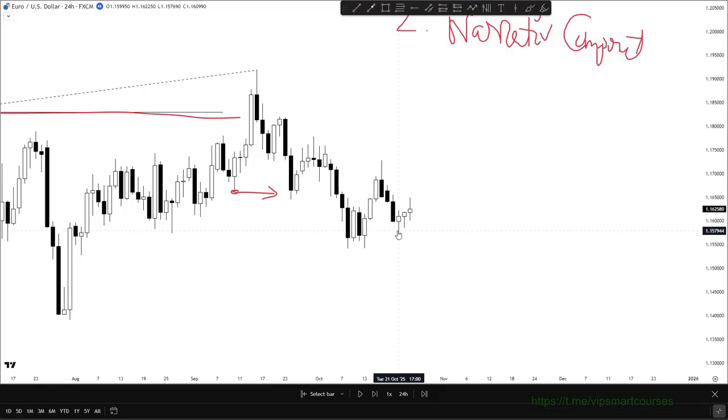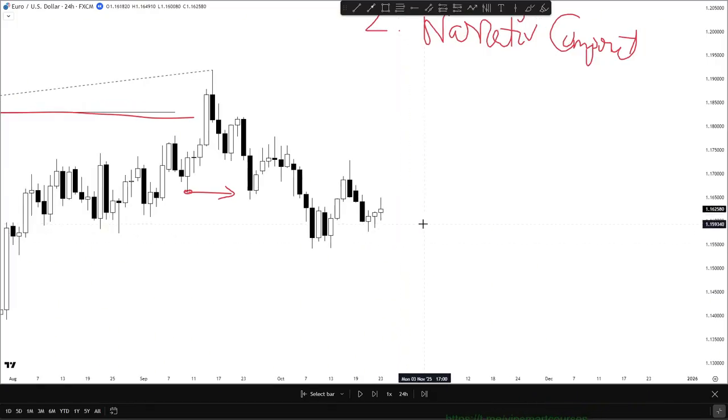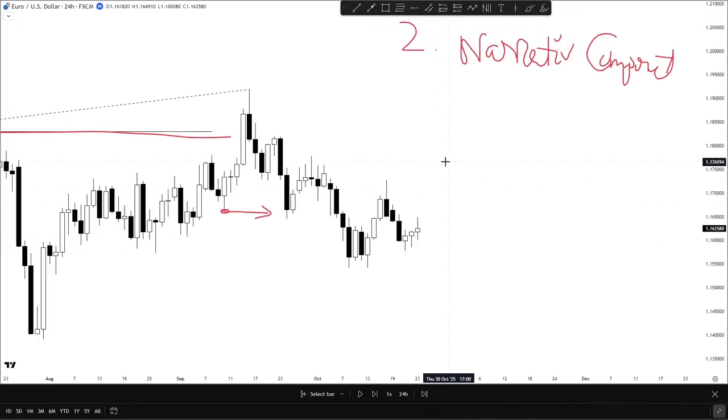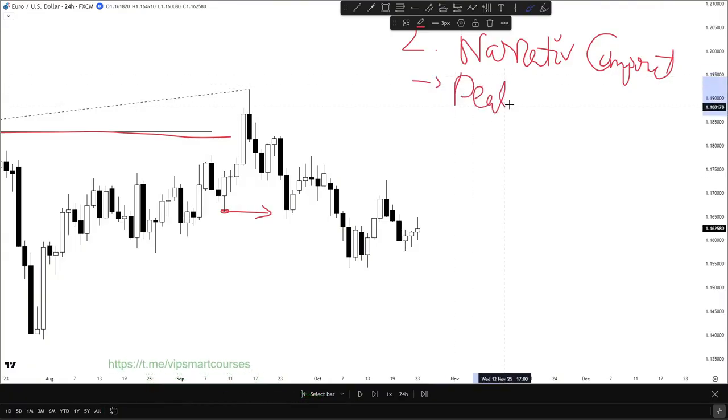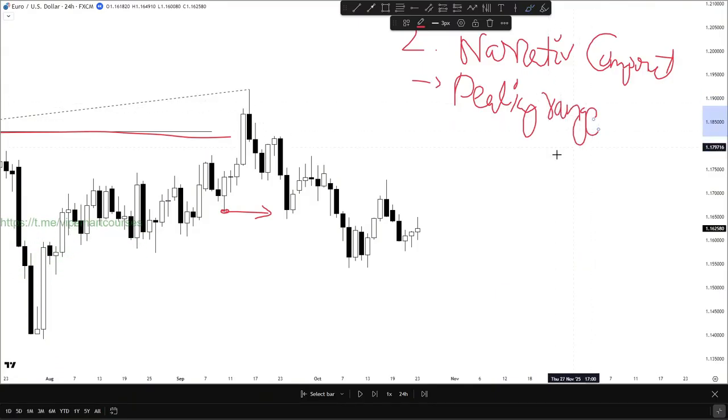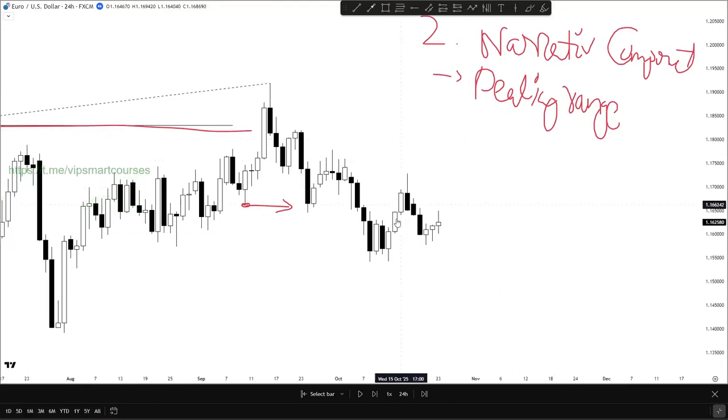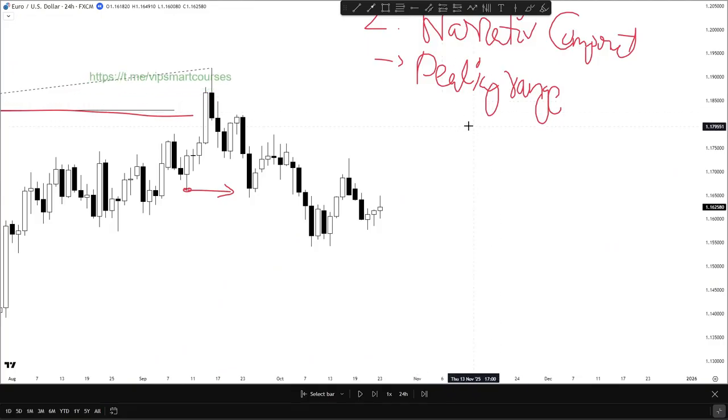and how did I reach the conclusion regarding that. Okay, so first of all, the first step within the narrative component is to identify the current and the most relevant dealing range relative to the price action of this month. Okay, the first step is to identify the most relevant and the current dealing range.